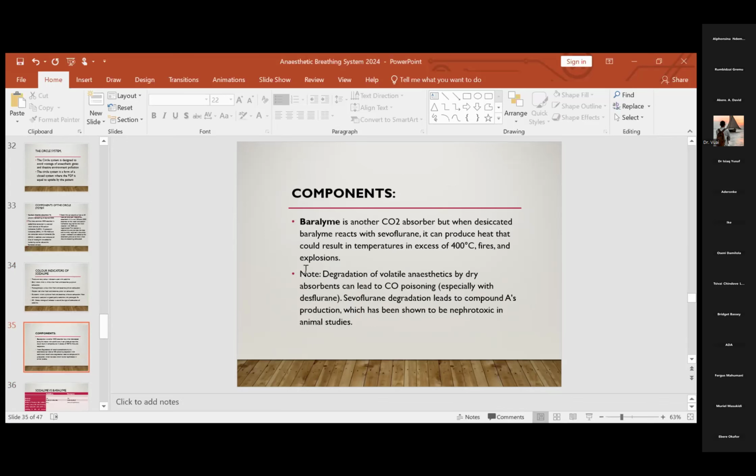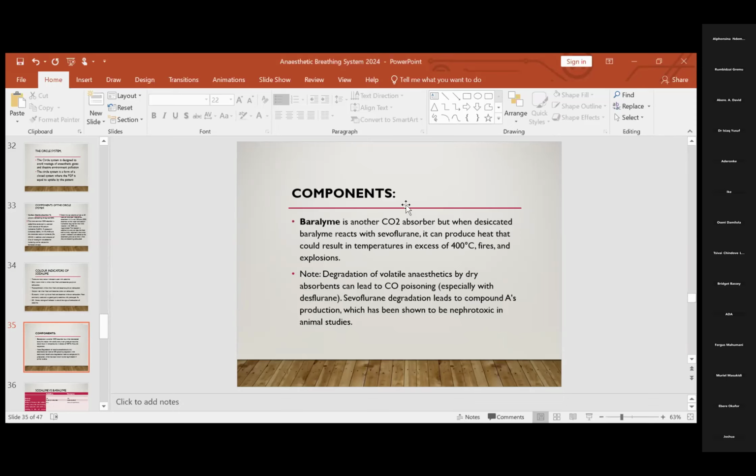The second type of carbon dioxide absorber is the baralyme. The disadvantage is that when desiccated, it reacts with sevoflurane and can produce heat that can give you a temperature in excess of 400 degrees centigrade. So there is a high risk of fire and explosion with baralyme. Number 2, it has reduced capacity to absorb carbon dioxide compared to your soda lime.